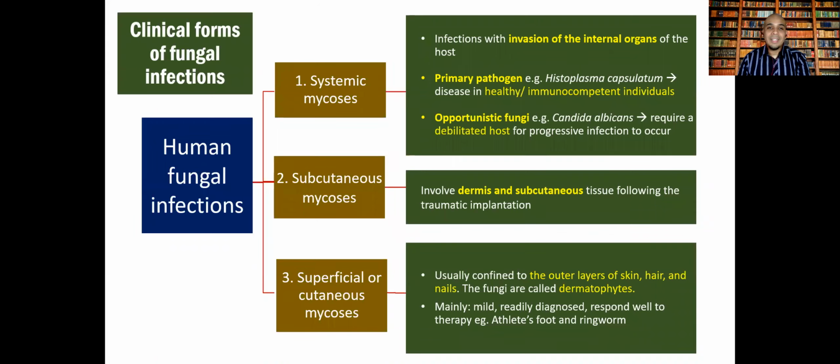This diagram shows the clinical forms of fungal infection. As you can see, human fungal infections can be in the form of systemic, subcutaneous, and superficial or cutaneous. Systemic mycosis are infections with invasion of the internal organs of the host. It can be in the form of primary pathogens such as Histoplasma capsulatum that can infect a healthy and immunocompetent individual, or opportunistic fungi such as Candida albicans that require a weak or immunocompromised host for the infection to occur. Second is the subcutaneous mycosis, which involves the dermis and subcutaneous tissues.